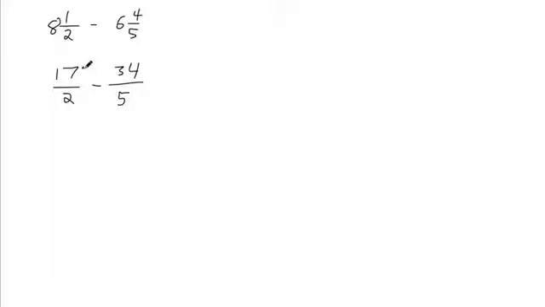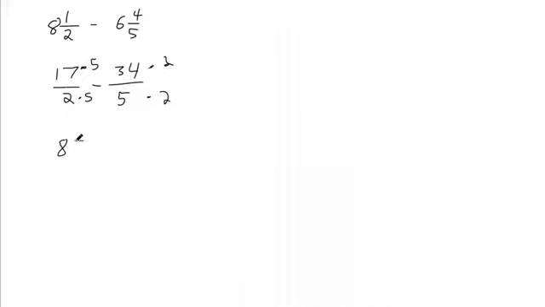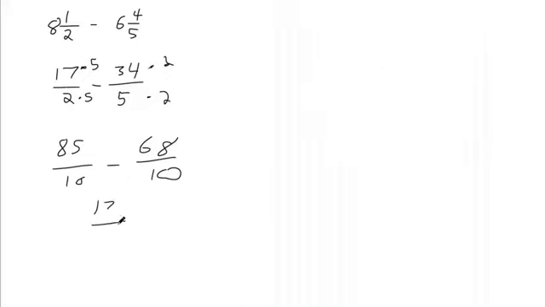We've got to multiply the top of this one by the opposite fraction's denominator, and the bottom by 5. Do the same over here. Multiply the top by 2 and the bottom by 2. So 17 times 5 gives us 85 over 10. And then 34 times 2 is 68 over 10. Now they can subtract. 85 minus 68 makes 17 over 10.